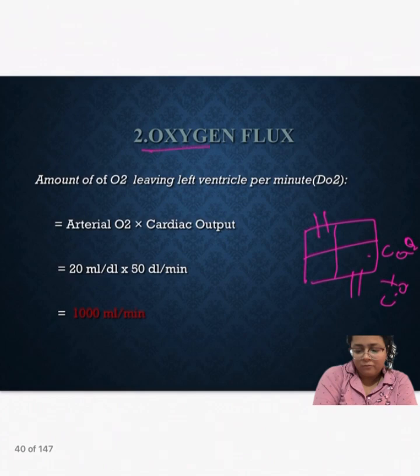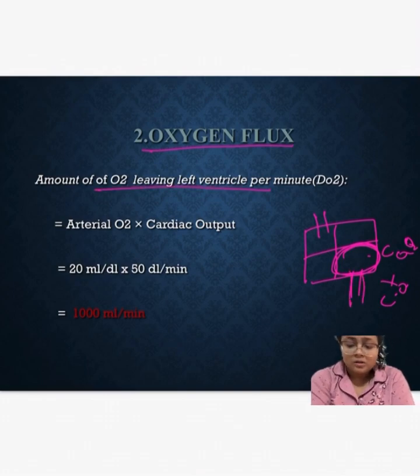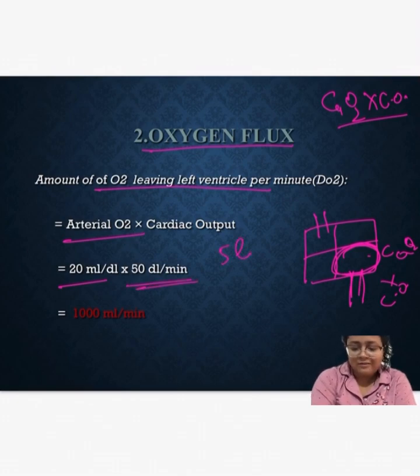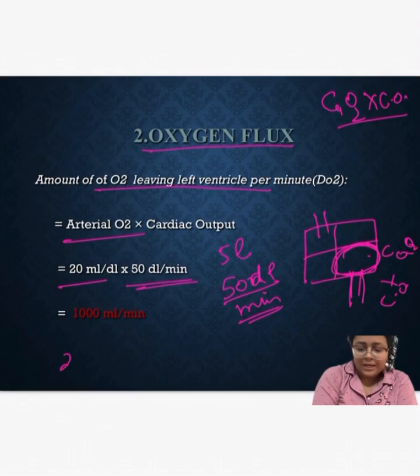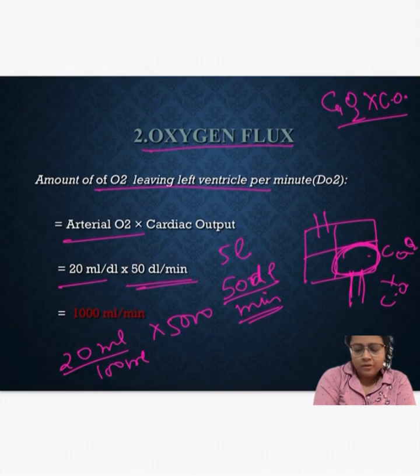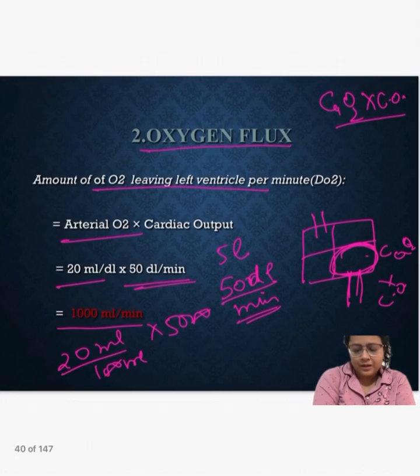So oxygen flux is how much oxygen is leaving the left ventricle. It is CaO2 into cardiac output. So it becomes 20 into 50 ml per deciliter, since cardiac output is 5 liters or 50 deciliters per minute. Or we can say 20 ml per 100 ml blood into 5000, so it becomes 1000 ml per minute.